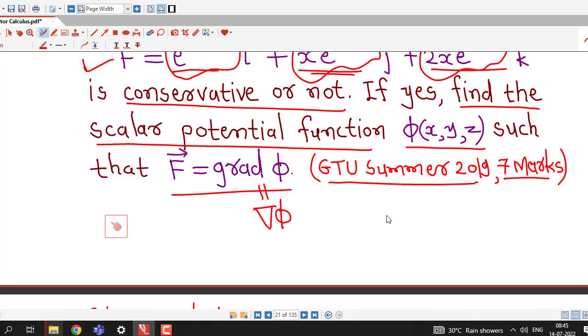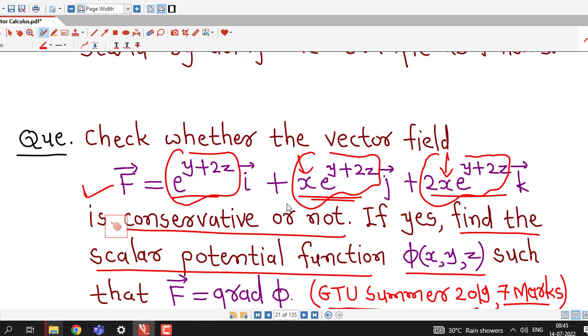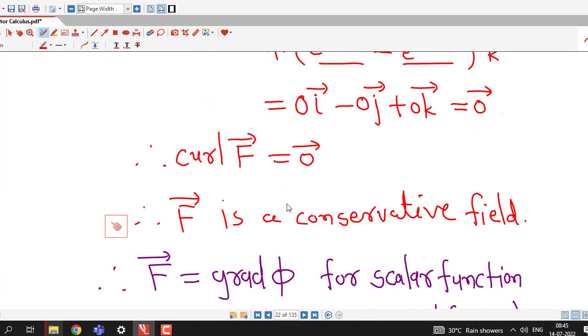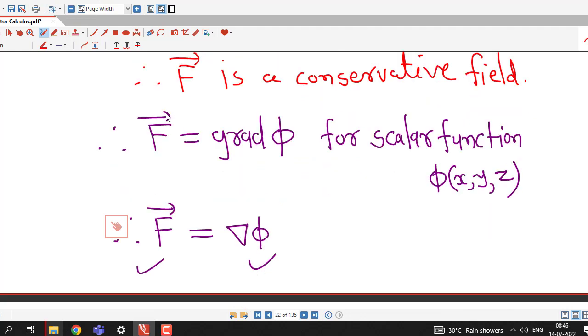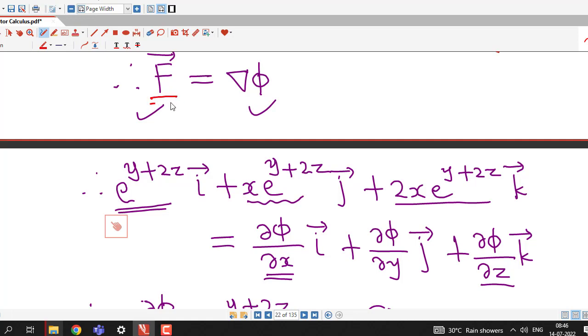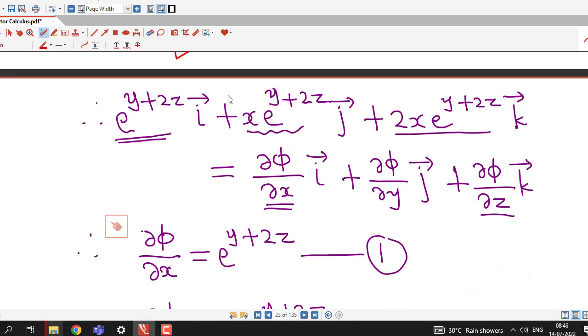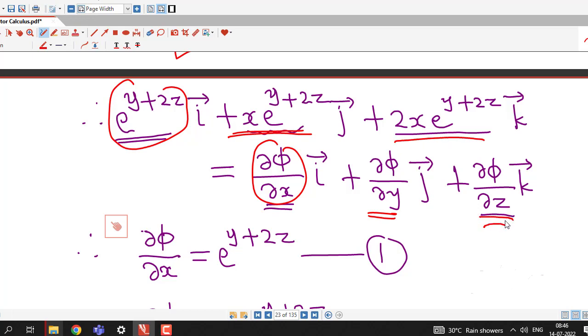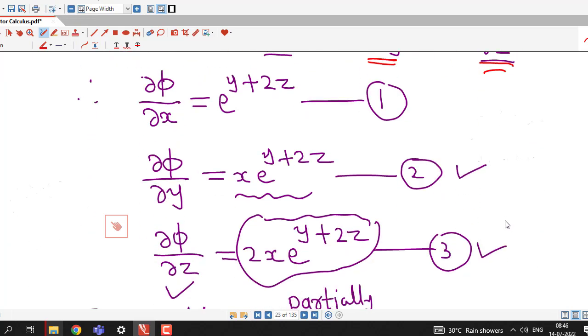So what we have done here, first we show that the given vector field is conservative. For that we are using curl of a vector field, and after that we are using the definition of conservative vector field. So because f bar is conservative, it can be written as gradient of scalar function phi of xyz. After that we are comparing the components of both of these vectors. We know that two vectors are equal if their components are equal. So e raised to y plus 2z is del phi by del x, this x e raised to y plus 2z is del phi by del y, this is equal to del phi by del z, and we obtain these three equations which are partial derivatives of the required potential function.